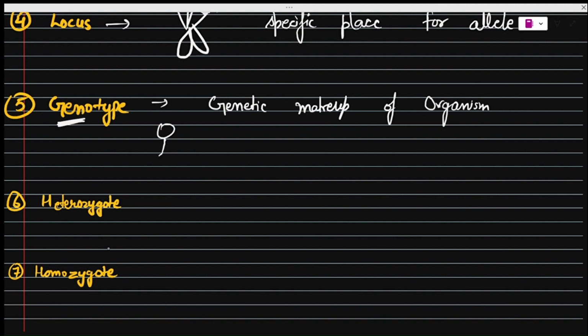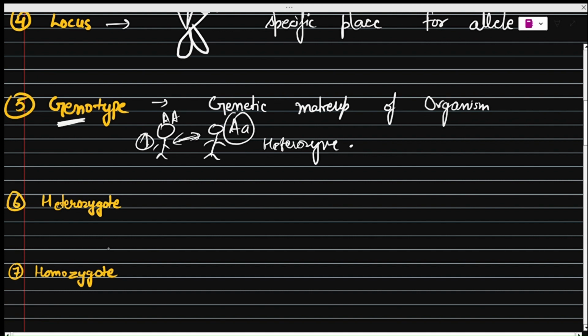Like I have these two humans right here. I'm sorry for the bad drawing. These two humans almost look identical, but their genetic makeup can be different. Suppose this first human contains capital A capital A, homozygous genes, and this other contains A and small a, which is heterozygous. So like this, we will continue to homozygous and heterozygous.